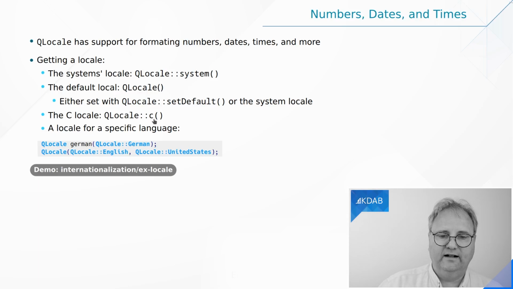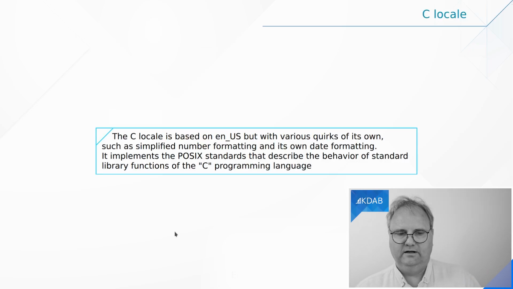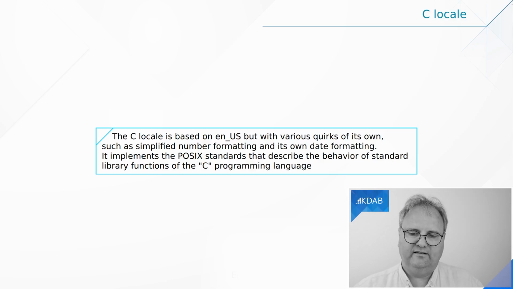Then there is a locale that is called C. And well, actually, let me just go to the next slide here to see what C is, because it's in the documentation for Qt, and I found that to be interesting. The C locale is based on en_US. That's English as they speak it in the US, but with various quirks of its own, such as simplified number formatting and its own date formatting. It implies the POSIX standard that describes the behavior of standard library functions of the C programming language, which is why it's called C.